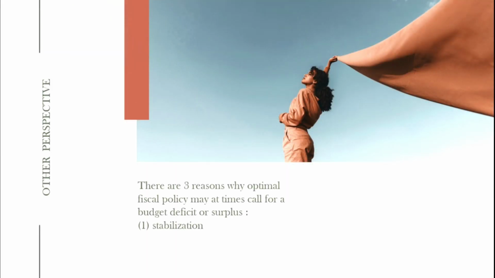Other perspectives on government debt. There are three reasons why optimal fiscal policy may at times call for a budget deficit or surplus. Number one is stabilization. When the economy goes into recession, taxes automatically fall and transfers automatically rise. Although these automatic responses help stabilize the economy, they push the budget into deficit.